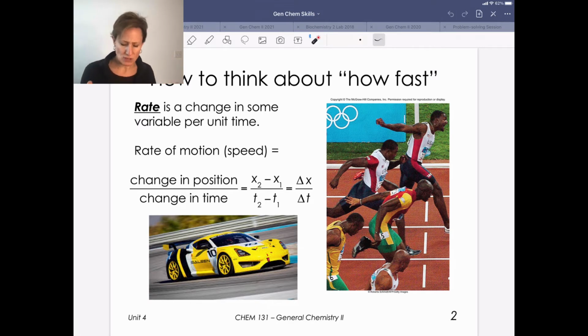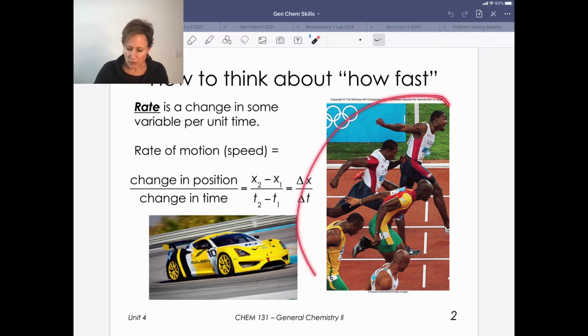So when we think about how fast, we need to think about a chemical term, and it's not just specific to chemistry, but it's called rate. So rate is just a change in some variable per unit time. So we often think of rate or speed in terms of rate of motion. So when we think about, for example, a runner, we might think about their speed in terms of meters per second. For cars, it might be miles per hour.